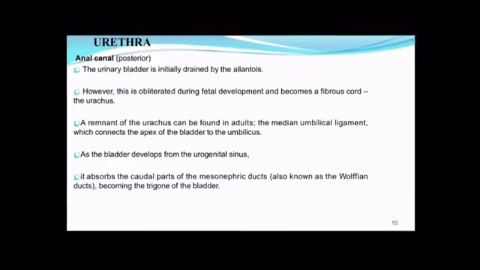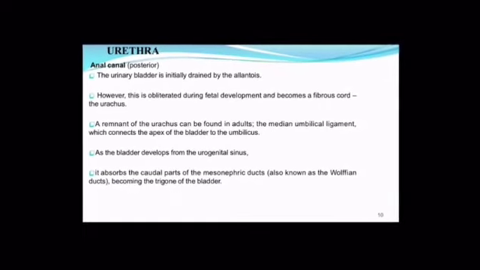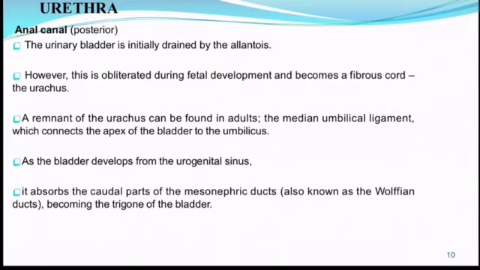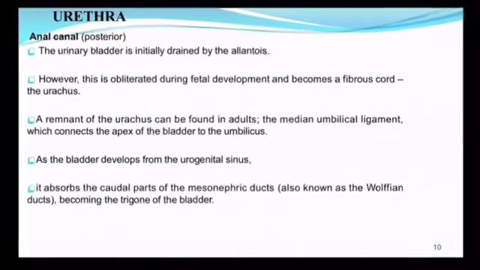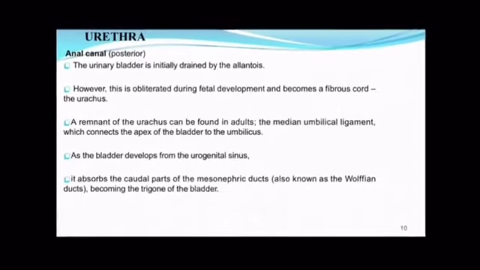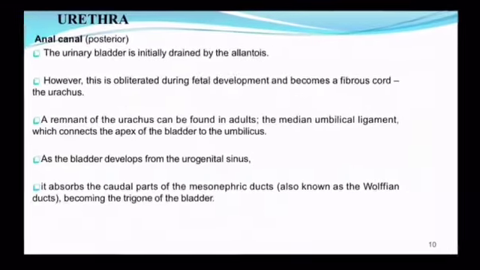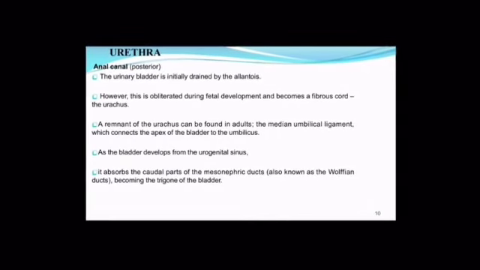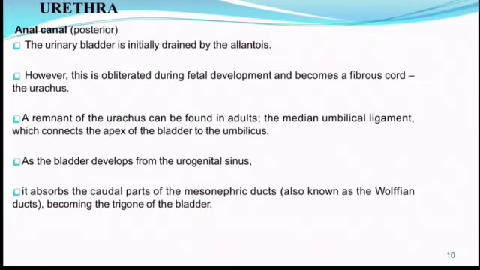The urinary bladder is initially drained by the allantois. However, it is obliterated during fetal development and becomes a fibrous cord called the urachus. Then, a remnant of the urachus can be found in adults: the median umbilical ligament, which connects the apex of the bladder to the umbilicus.